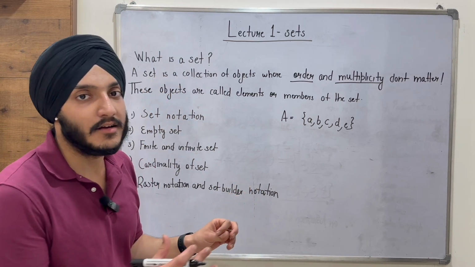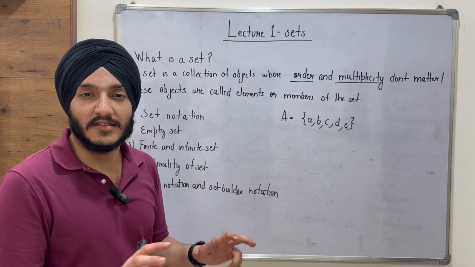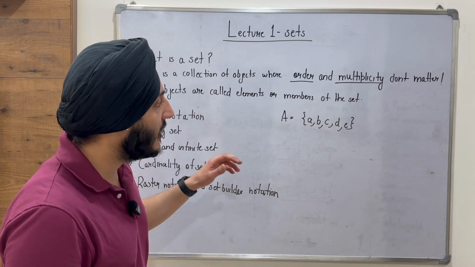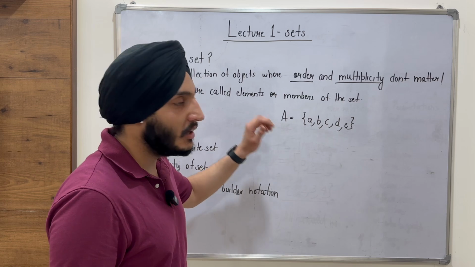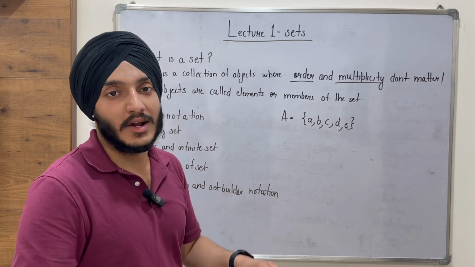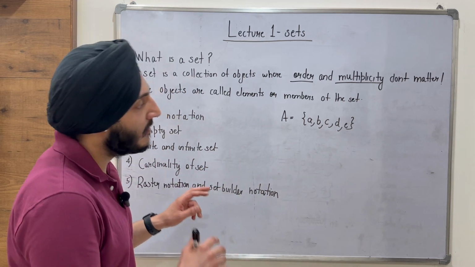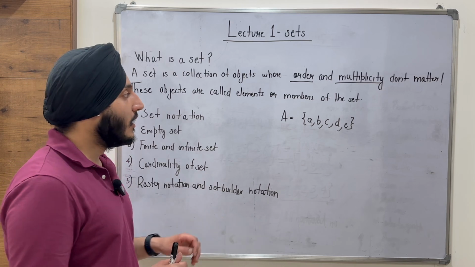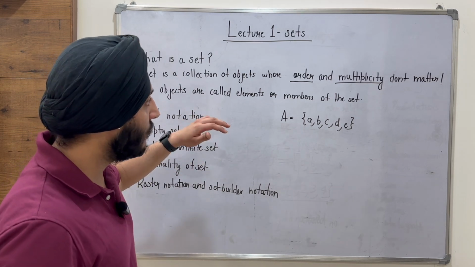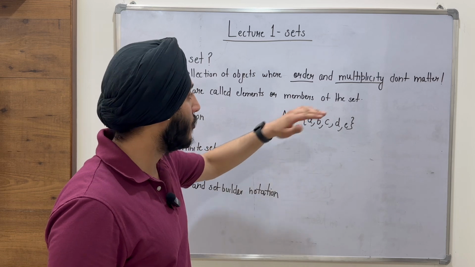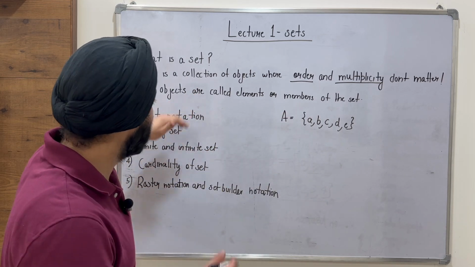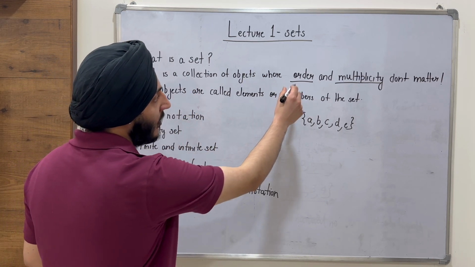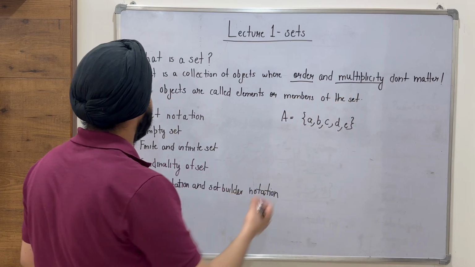Now, it doesn't really matter that the collection has a specific type. It could be anything. It could be a collection of cars, with all the alphabets, with all the numbers. So it doesn't have a unique property that it has to be something specific. It's basically a collection where order and multiplicity don't matter. I'll first try to explain this statement and then I'll move on to explaining the order and multiplicity part.